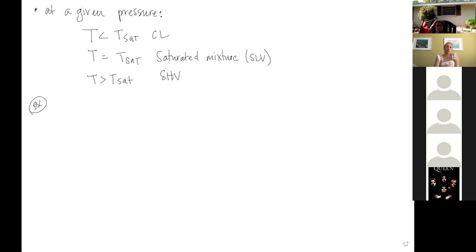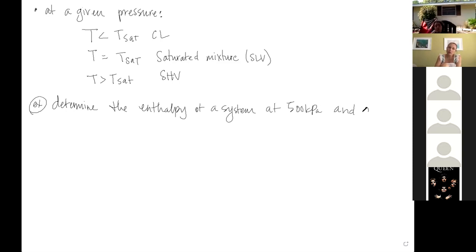So here's another quick example. Determine the enthalpy of a system at 500 kilopascal and 250 degrees Celsius. So I'll give you a couple minutes to do that.